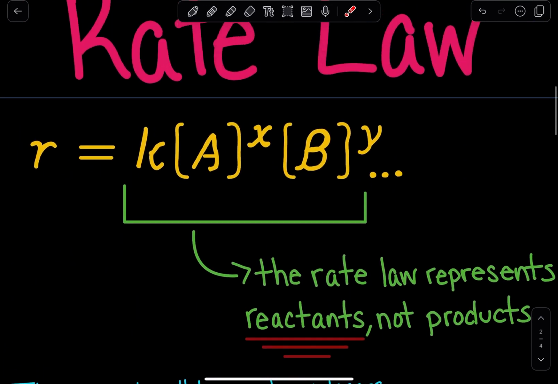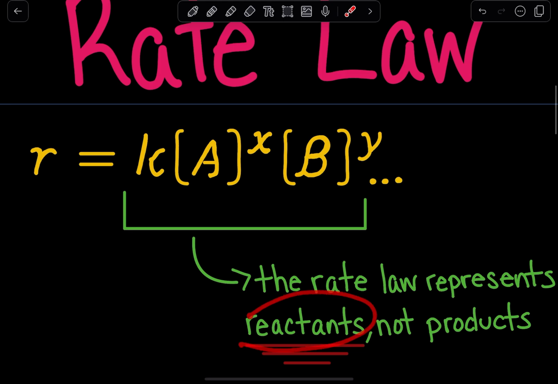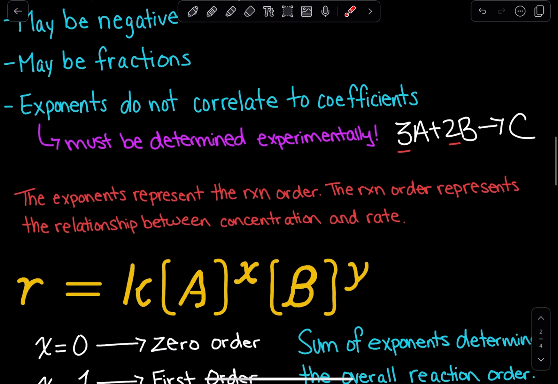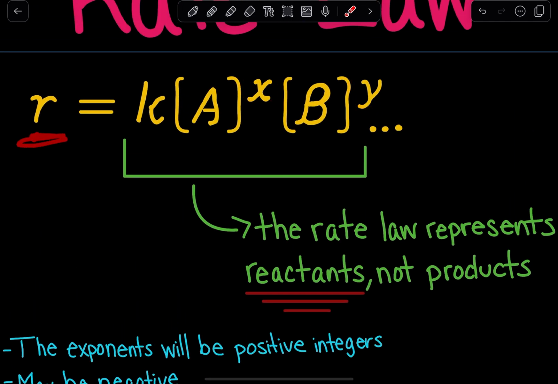Now, to conclude, remember, the rate law only includes your reactants, not your products. Your exponents do not correlate to those molar ratio values in a balanced chemical reaction. And your rate law represents how changing the concentration affects the rate.